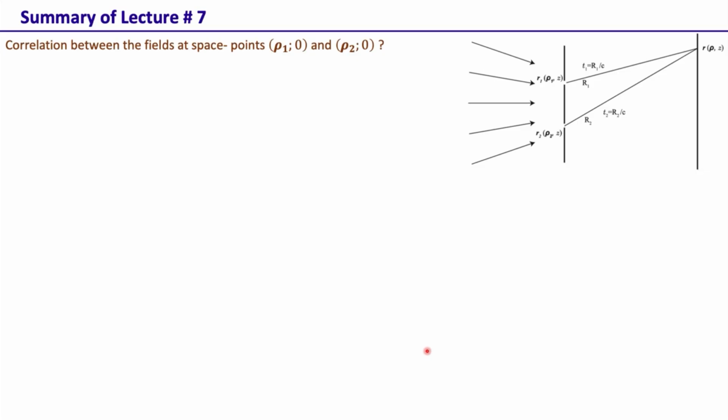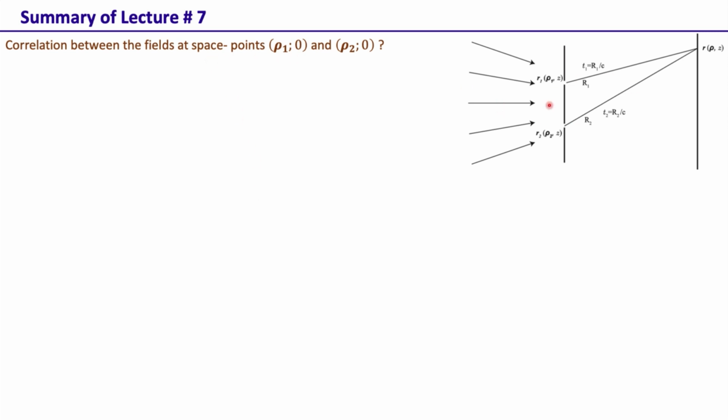Today we are going to be discussing second order coherence theory in the angle degree of freedom. But before we do that, let's look at what we did in lecture number 7. In lecture number 7, we essentially looked at the correlation between the fields at different space points.